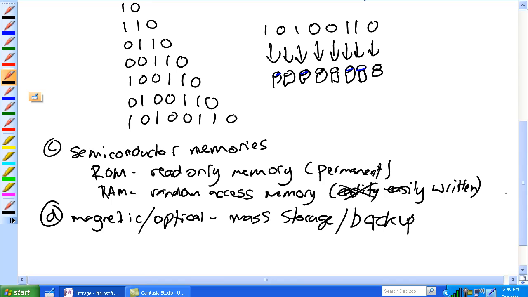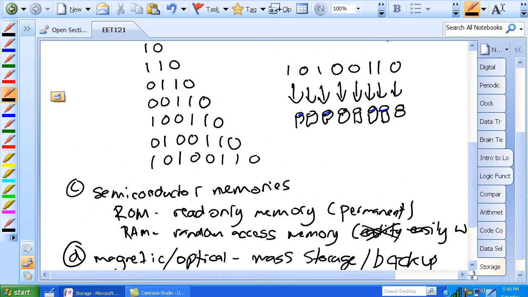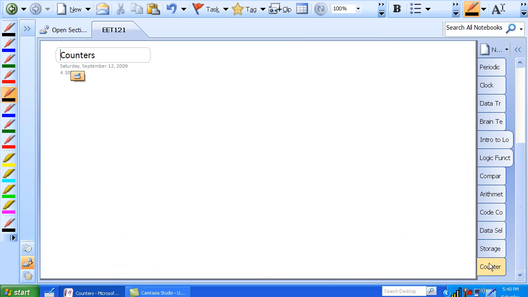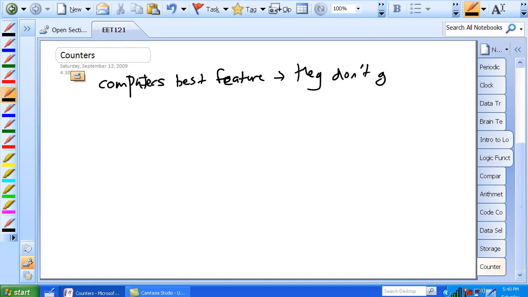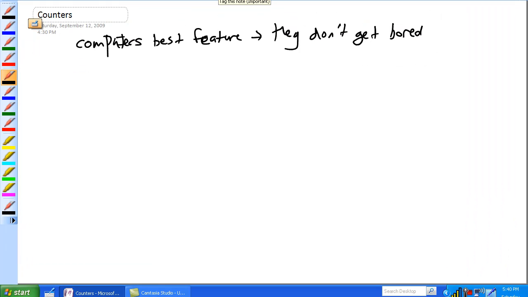Okay, we are at the end of storage, but now we've got to go to the last one of logic functions, and that is counters. Okay, the computer's best feature: they can sit there and count all day. They specialize in repetitive tasks and iterations, basically. Do this 50 times, do this 100 times.